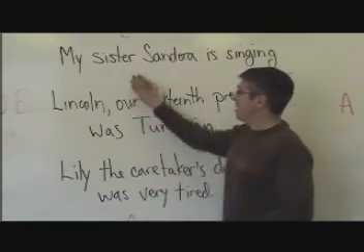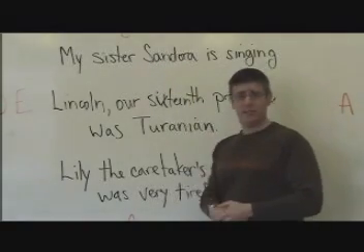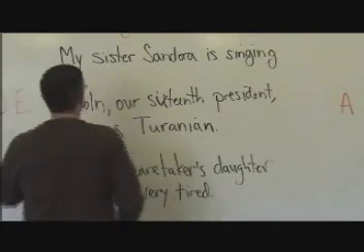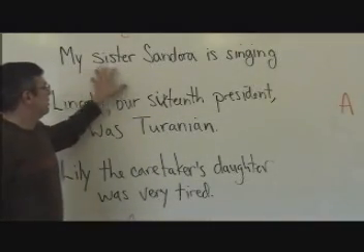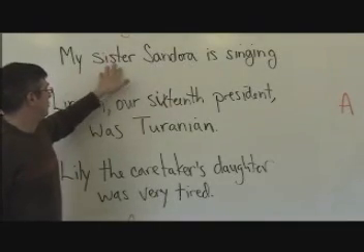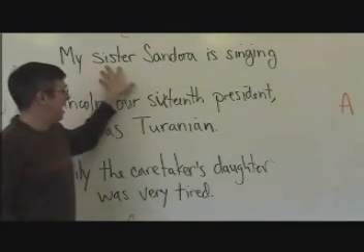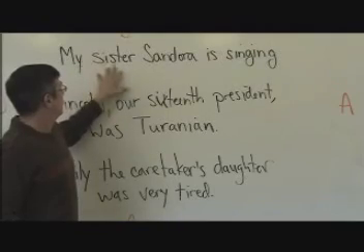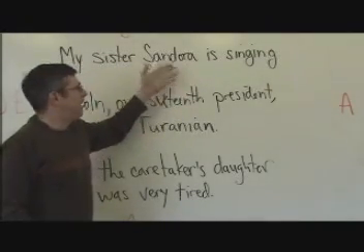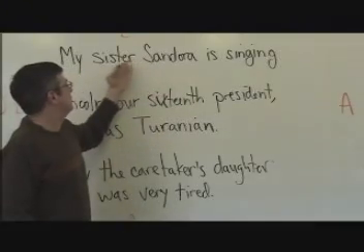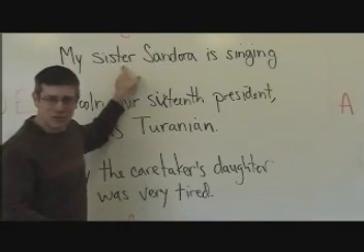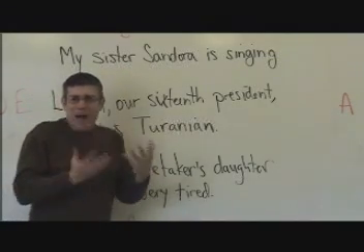Here's an example. My sister Sandora is singing. Now, if you look at this, my sister, that's a nominal phrase, right? Sister is the head noun, and my is the adjective there, possessive pronoun. But what is this Sandora doing there? It's not an adjective. I mean, it's bumping right against this noun, sister, but it's not modifying it.